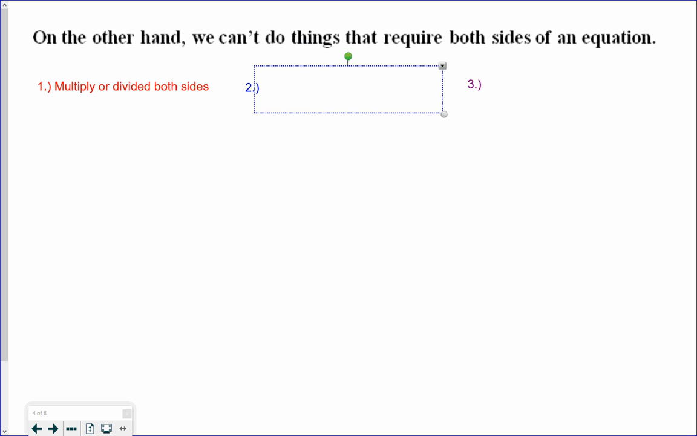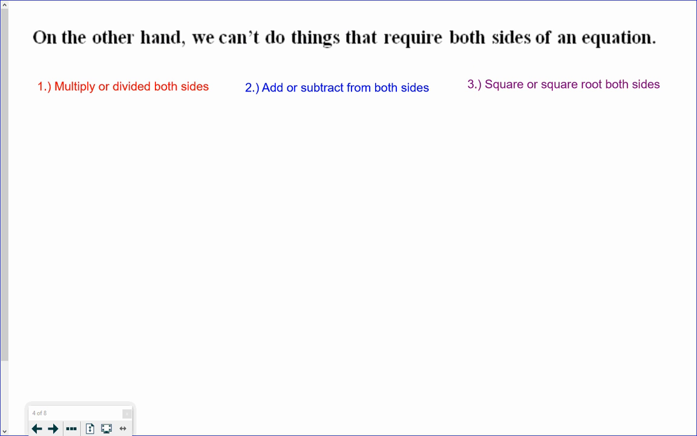The next thing that some people try, and it's kind of irritating as well, is they try and add or subtract something from both sides. And this one, people try a lot, and really gets me steaming a little bit. Anybody think they know? No? Square or square root both sides. If you don't have two sides, you cannot do these things.